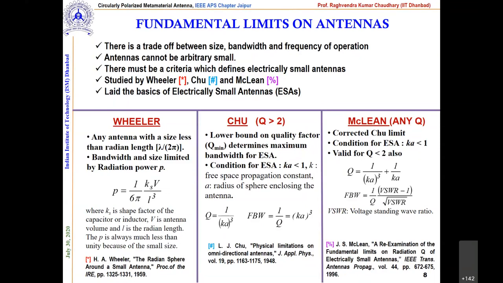So this is one of the current ones, McLean, which corrects the Chu and the Wheeler, and finally he gave these theoretical formulas by which you can see what the possible Q factor, the radiation quality factor, is, and another is the fractional bandwidth, correct? This is valid for Q less than 2, correct? And for electrically small antennas, which is ka less than 1, correct? So this is one of the important things.